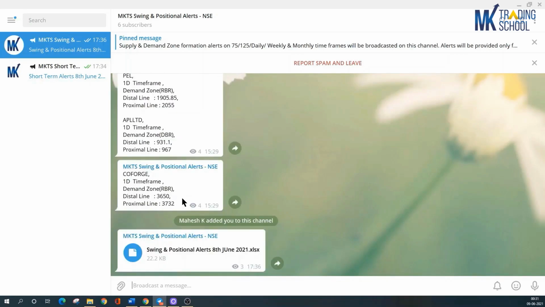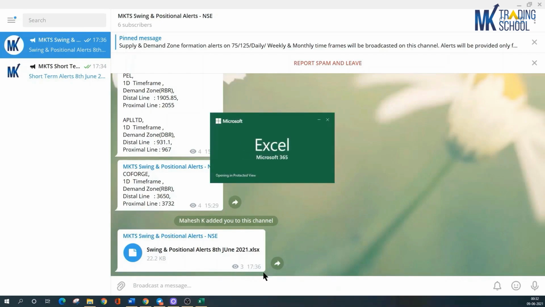Plus, at the end of the day, someone from my team would upload an Excel file. Generally, it would be done by 6 p.m., of all the alerts that are created on that particular day. So these are the swing and positional alerts. Let's open the Excel file.